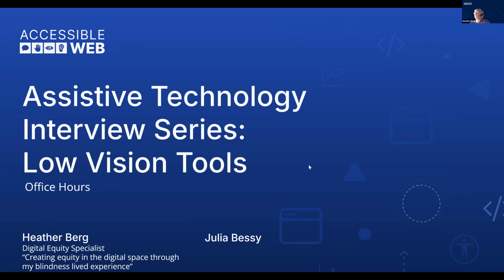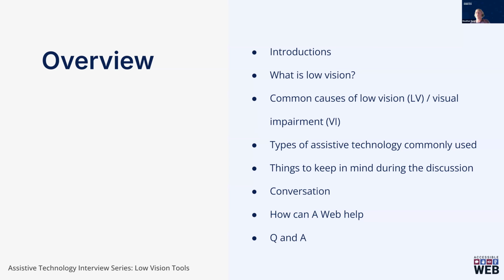We'll talk about what it is. We'll talk about some very common causes of visual impairment. We'll talk about types of assistive technologies, tools, and strategies that are utilized by folks with low vision. And then we will also just cover 3 or 4 kind of caveats or things to keep front of mind during Julia's and my conversation today.